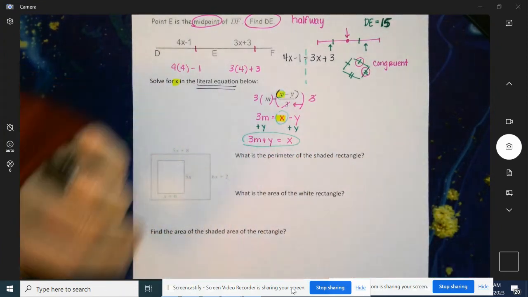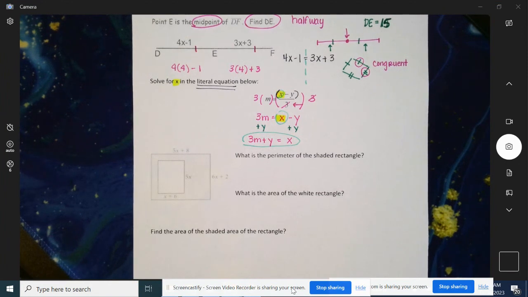I cannot tell you enough how smart you all are, and literal equations should not be the devil. You treat them like they are such, and you let them spook you or punk you or whatever you want to say. It's inverse operations. Don't let it scare you. Think about what you need to get by itself and let it move.